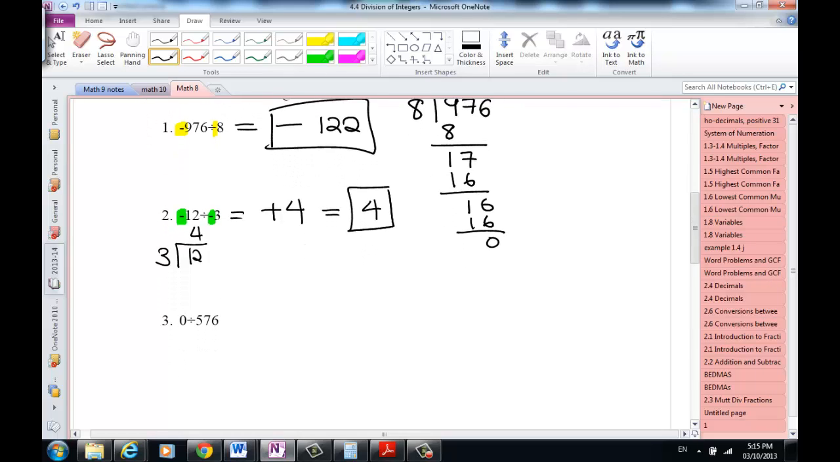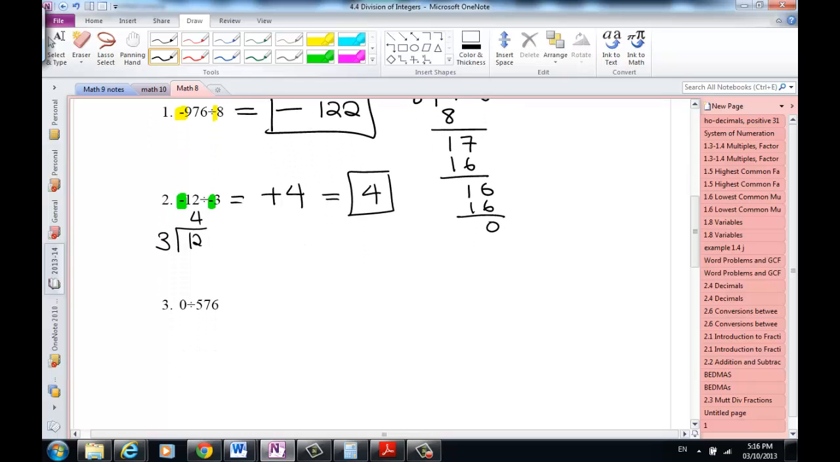Okay, my last one. So I have 0 divided by 576. And in fact, 0 divided by anything is going to be 0. If you start with nothing and you divide that nothing by some number, you already had nothing. So in fact, my answer is 0. And we're done.